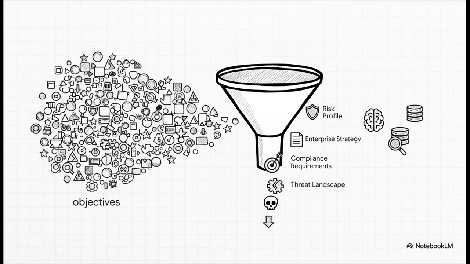You look at your own organization. What's your strategy? What are your biggest risks? Your compliance headaches? Your IT pain points? You run all that through these filters, and they help you figure out which of those 40 objectives are the most critical for you right now.